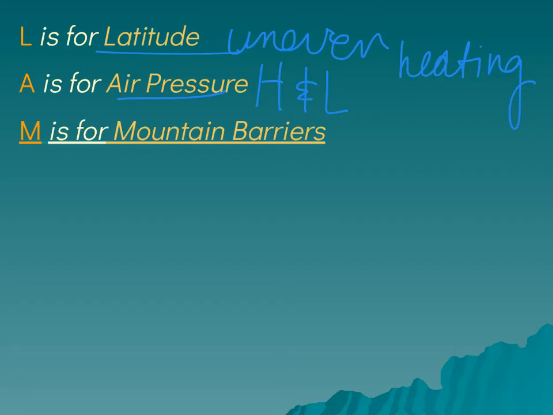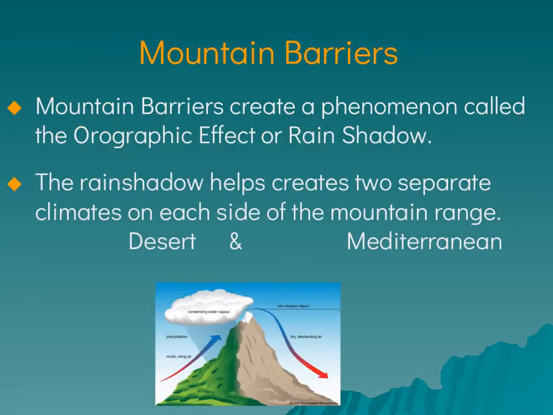So hopefully you're now watching this video because you did a little review on each one of those and are ready to move on to our M, mountain barriers. For our climate factor M, we have to remember that we're thinking of things that can affect both temperature and precipitation. And mountain barriers actually do both for a climate.